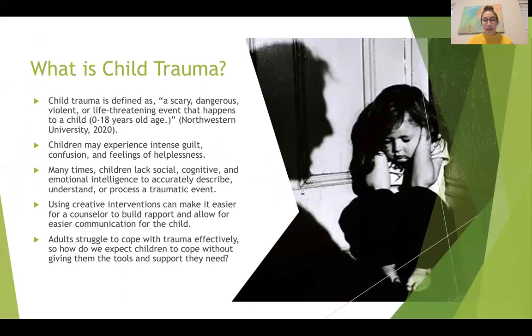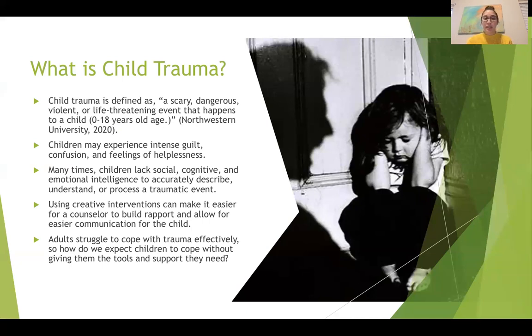So to get started, I thought that it would be best to go ahead and explain what is child trauma. Child trauma is defined by Northwestern University as a scary, dangerous, violent, or life-threatening event that happens to a child, which is between the age of 0 to 18 years old. And obviously anybody that has learned or experienced trauma themselves knows that that is a very broad and vague definition of trauma. And I think that is the point of the definition, is just to kind of give us a foundational understanding of what trauma could look like.